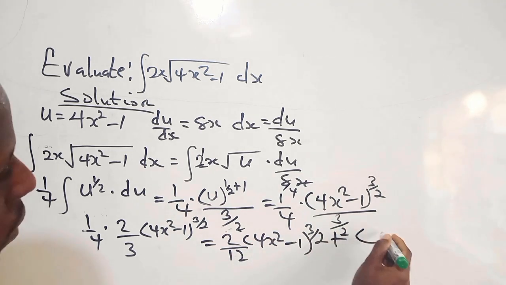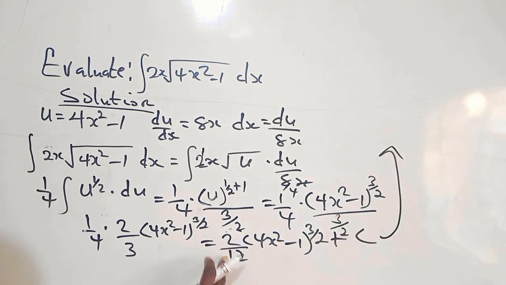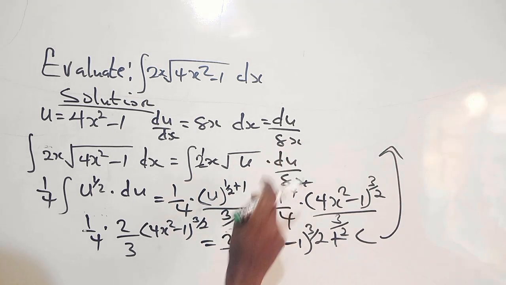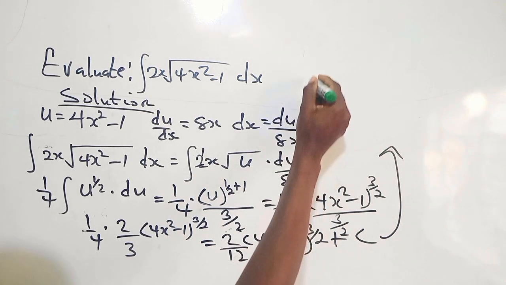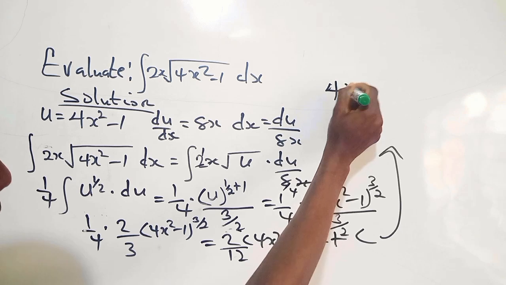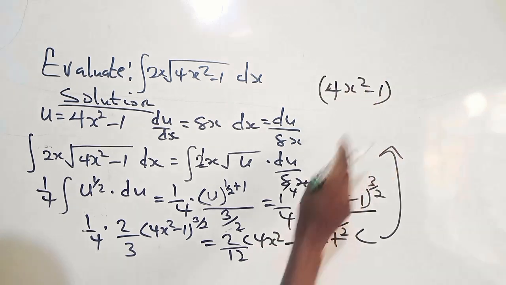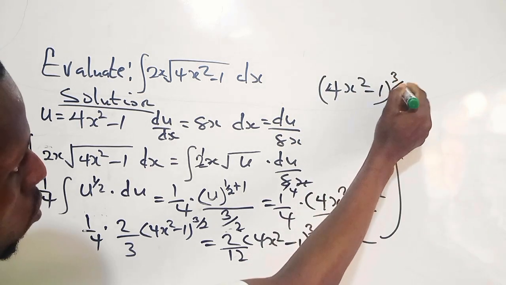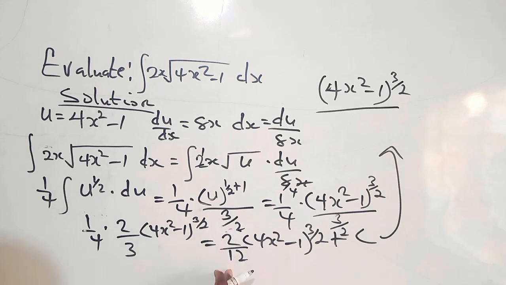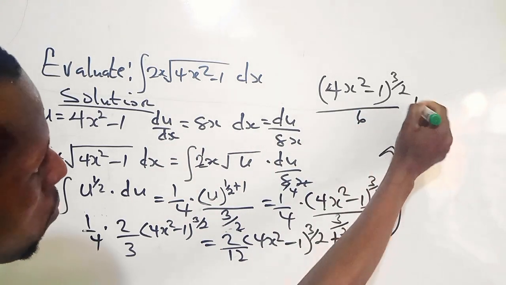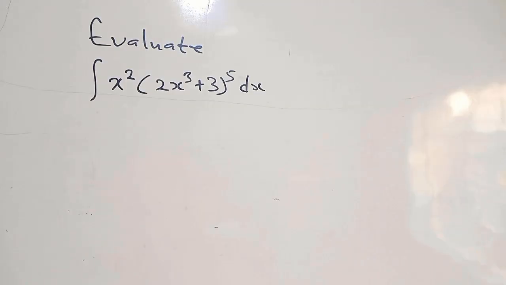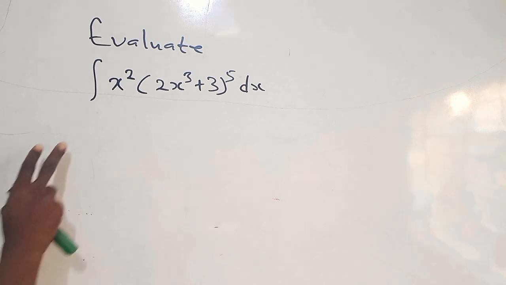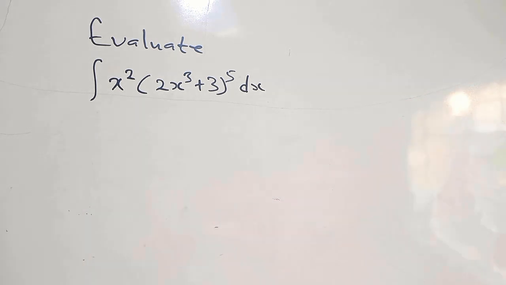So when I bring back my answer, I can break this down as 1 over 6. So here I can write my answer as 4x squared minus 1 to the power 3 over 2, over 6, plus c.